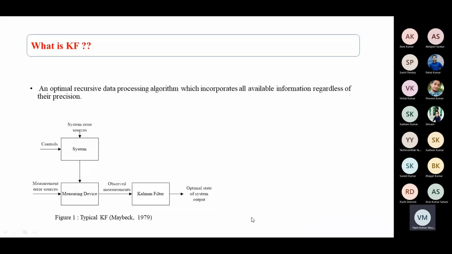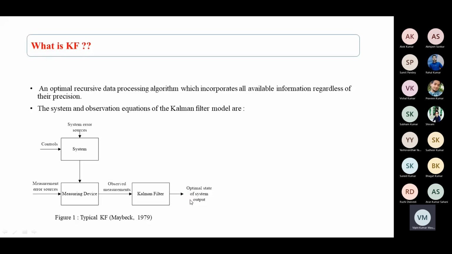Typical example of the Kalman filter you can see here. Suppose there is a system which is having some control inputs. It is having some error sources. When using this system, we are having some measuring device, and we are having some measurements which are having errors. Once these observed measurements are fed to the Kalman filter, the output will be optimal, in the sense that we are trying to minimize the mean square error.